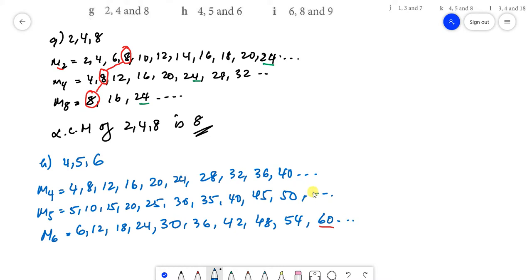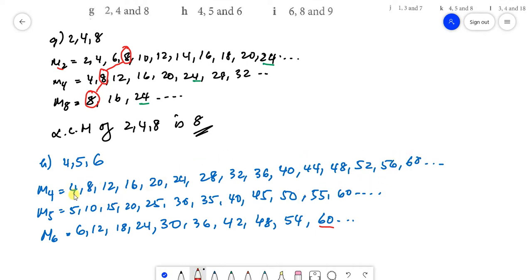So the next multiples of 5: 5 11s are 55, 60. Here also you can get 60. 4 tens are 40, 4 11s are 44, then we have 48, 52, 56 and 60. So we found our lowest common multiple.